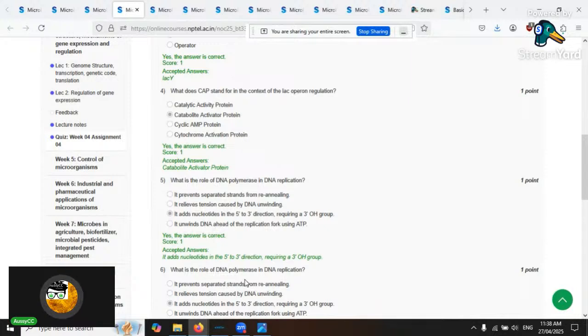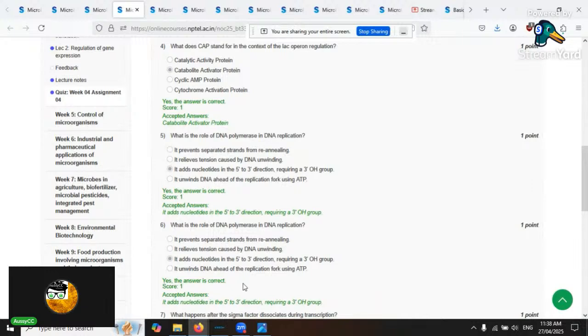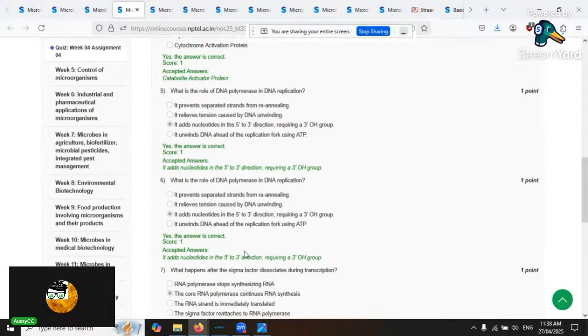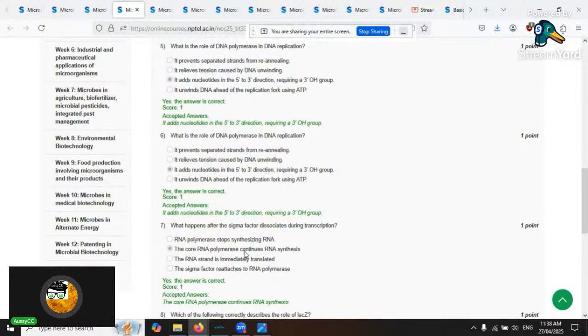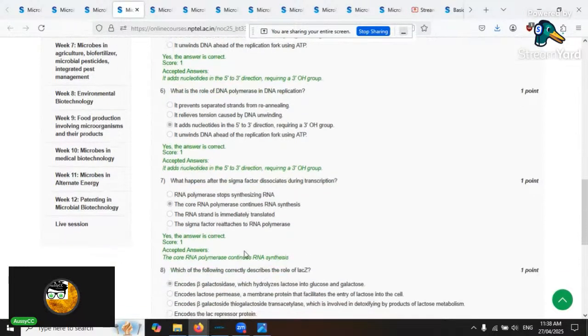It adds a nucleotide in 3' end. What happens after sigma factor dissociates during transcription? The core RNA polymerase continues synthesis. Which of the following correctly describes the role of the lacZ? Encodes beta-galactosidase, which hydrolyzes lactose into glucose and galactose.